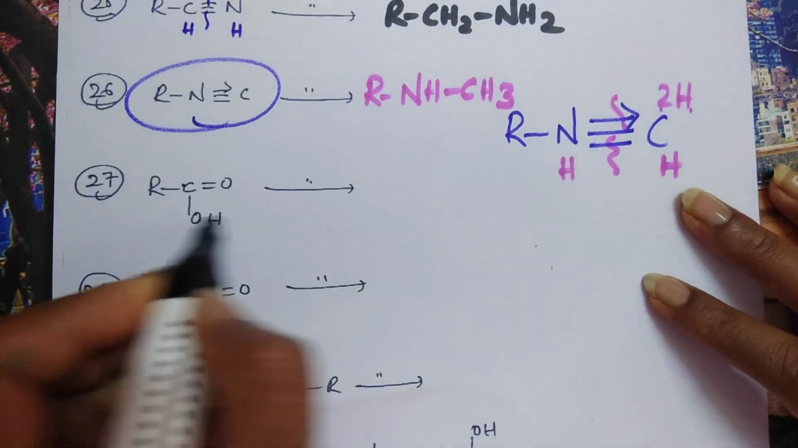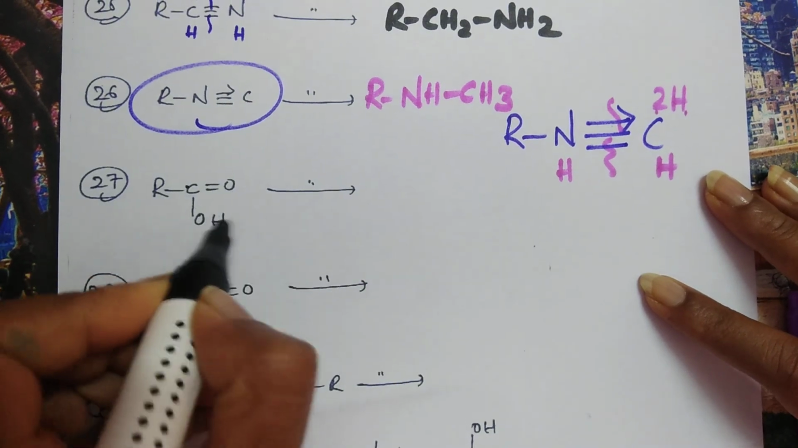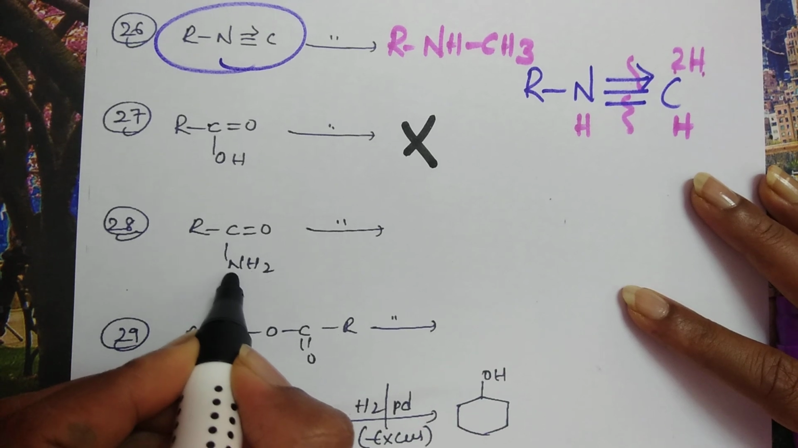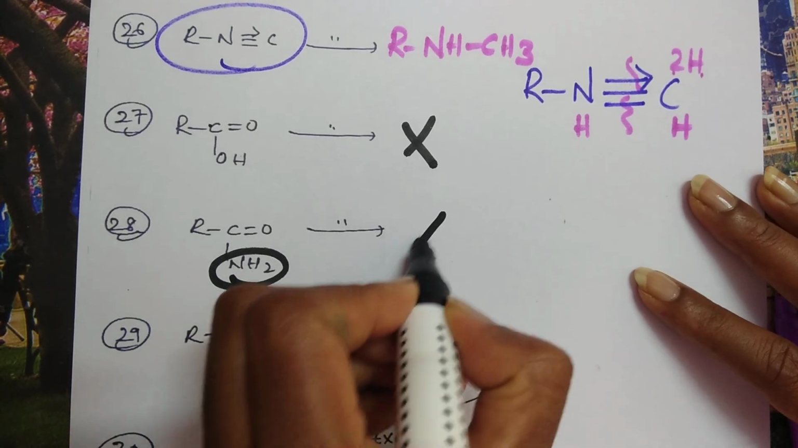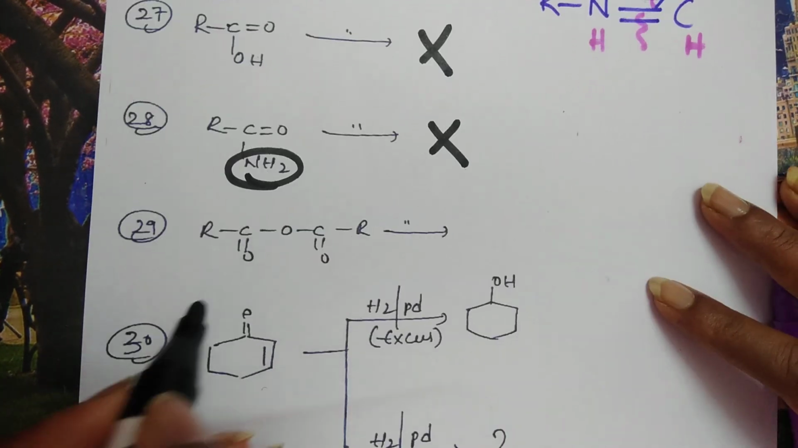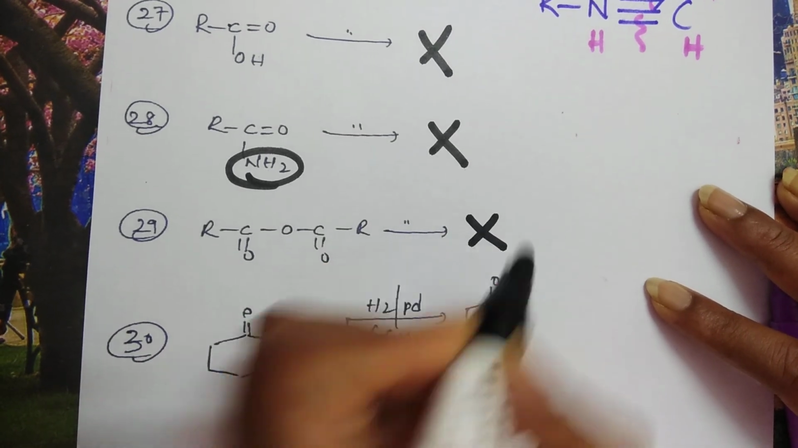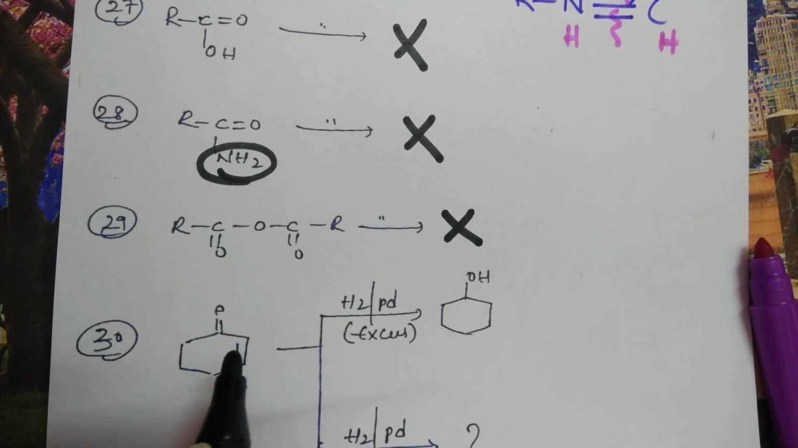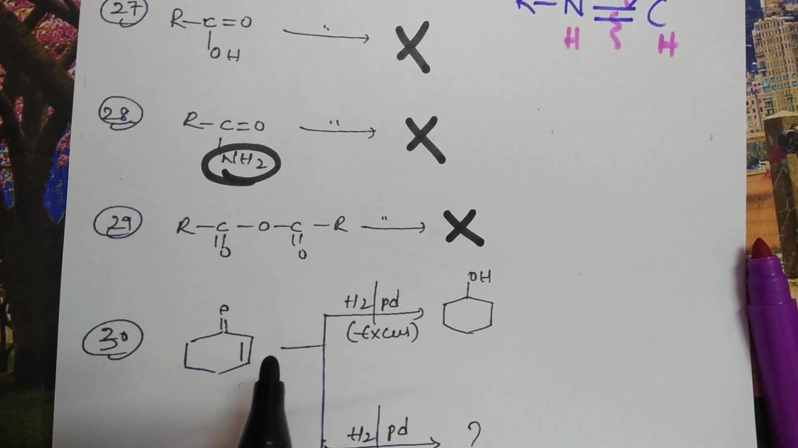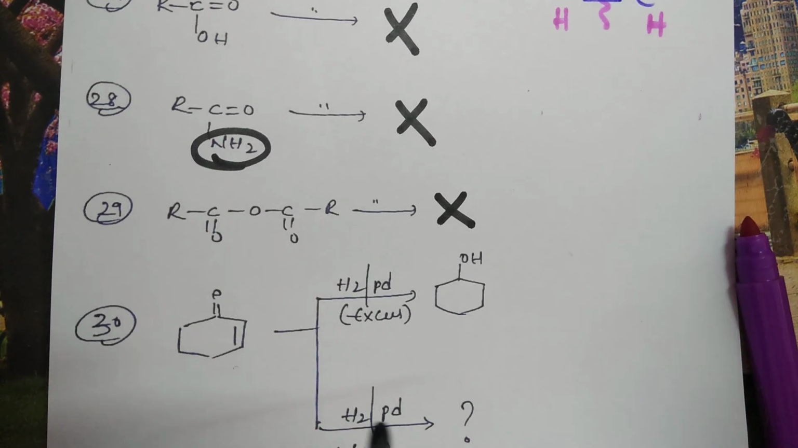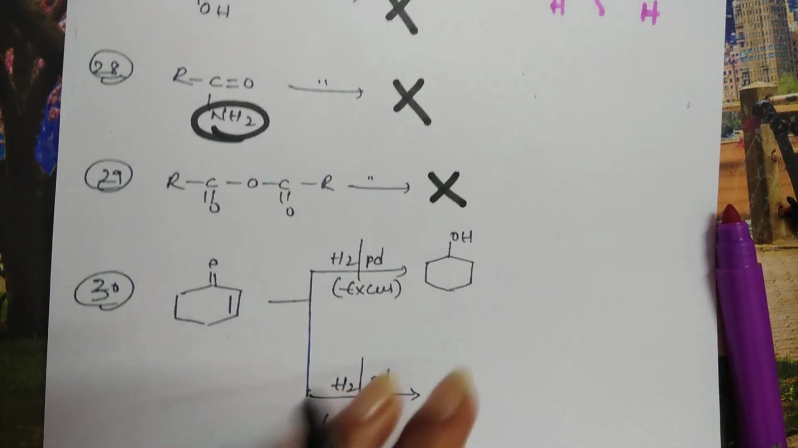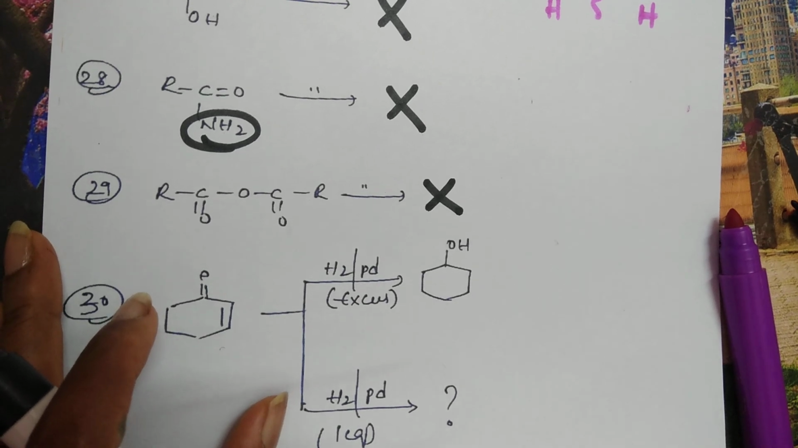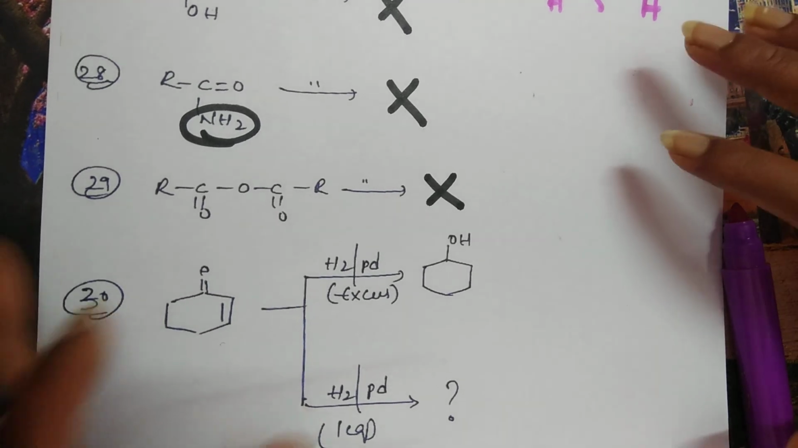Means this is an acid, RCOOH. Now acid derivative: OH plus you keep NH2, amide, no reaction. Acid anhydrides, no reaction. These are very difficult. Even esters, esters reaction also very difficult. It is given in NCERT that esters can be reduced by hydrogen over palladium, but it is a very, very difficult reaction. It is not easy.